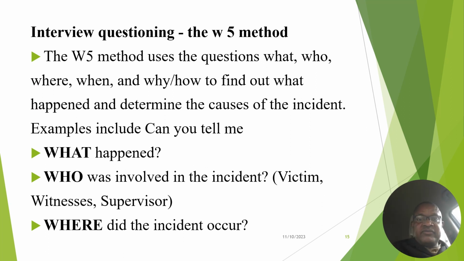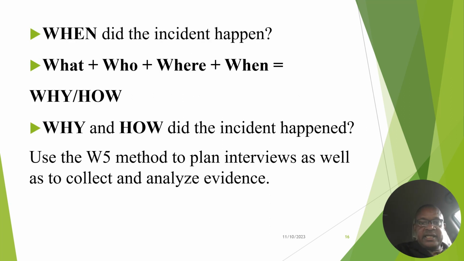Interview questions, the 5W method. The 5W method uses the questions what, who, where, when, and why or how to find out what happened and determine the causes of the incident. So remember: what happened, who was involved in the incident, victim, witness, or supervisor. Where did the incident occur? That is the location. And then when did the incident happen? And then this is what we call the 5 W's: what, who, where, when, why, how. Why and how did the incident happen?